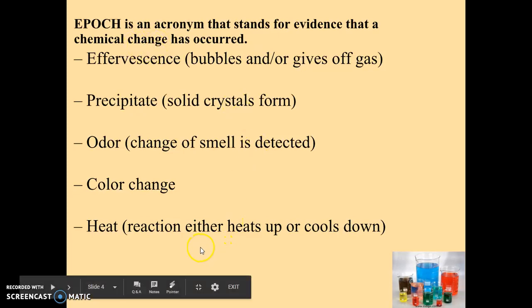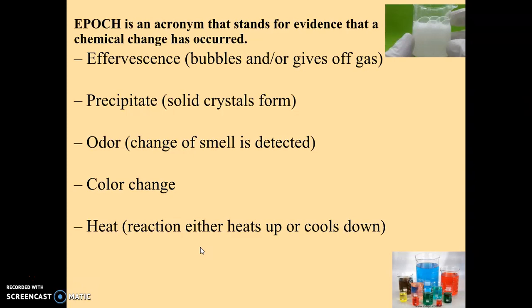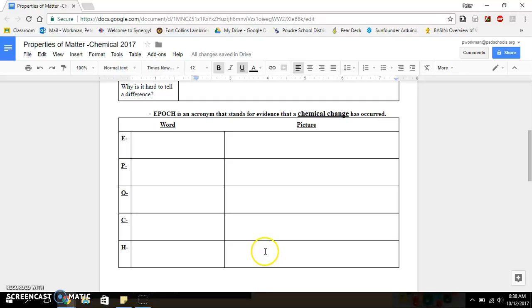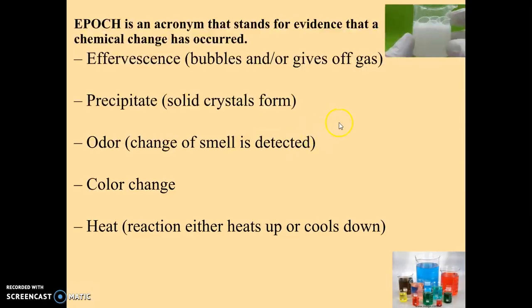Okay, so now we can look at some pictures. I want you to draw this in the window provided. So you should have E, effervescence, bubbles, fizzing, and then in this note portion here, you're going to be drawing a picture of what that looks like. Here is an example. You could be adding, let's say this is probably acetic acid and baking soda, or sodium bicarbonate. You add the two, there are bubbles forming, that is effervescence.